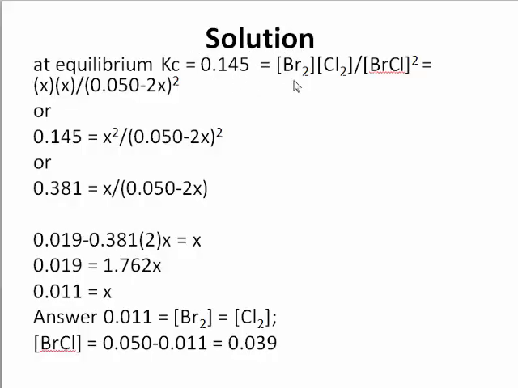0.15 equals bromine concentration times chlorine concentration over bromine chloride concentration squared. That's X times X over 0.05 minus 2X squared. Again, we can rewrite this. 0.145 equals X squared over (0.050 minus 2X) squared. Again, we could take the square root of both sides, producing 0.381 on the left and X over 0.05 minus 2X on the right.